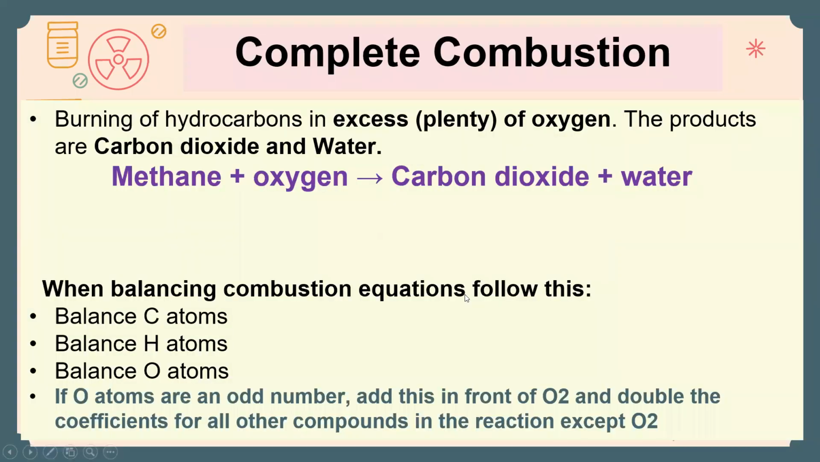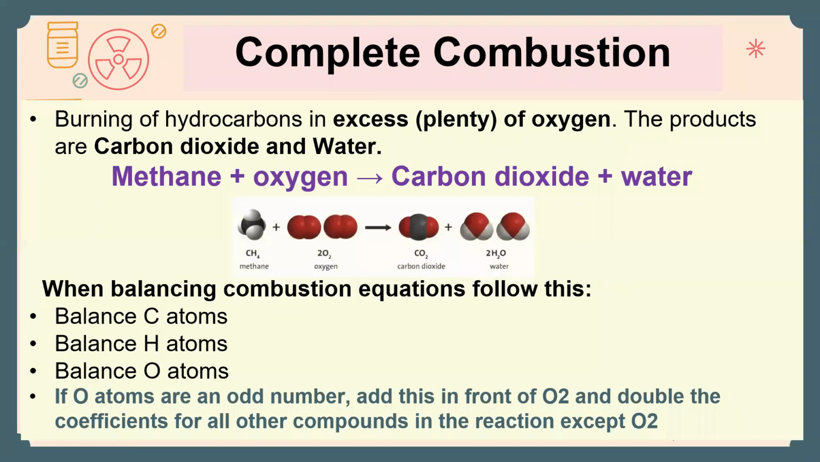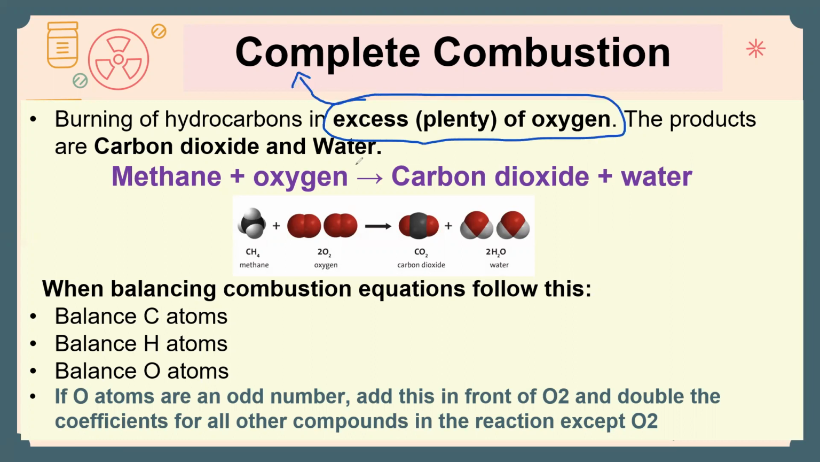So when we're looking at combustion, we can talk about two types: complete combustion and incomplete combustion. Complete combustion is when you need a complete supply, or an excess or plentiful supply of oxygen for the combustion reaction to occur. When we look at complete combustion, the main products are carbon dioxide and water, usually in the form of water vapor. So when we've got methane plus oxygen combining together, we have the production of carbon dioxide and water. Those are always our products, constant to any combustion reaction.